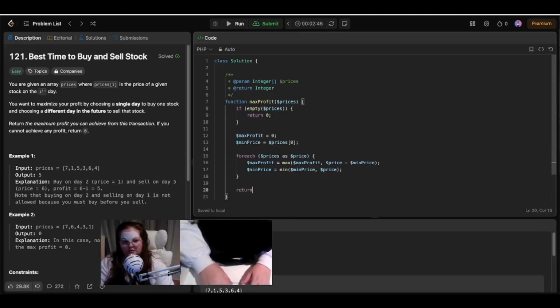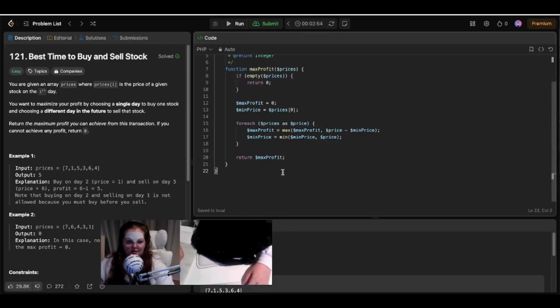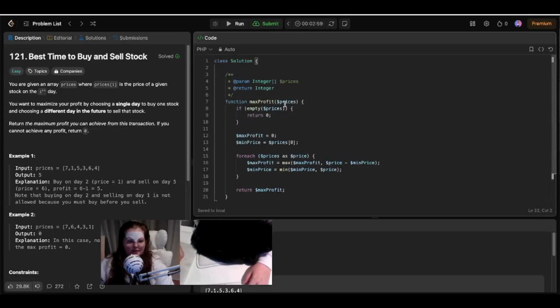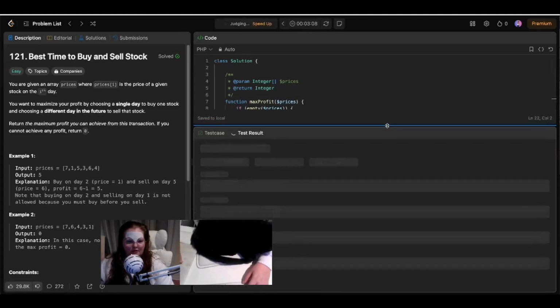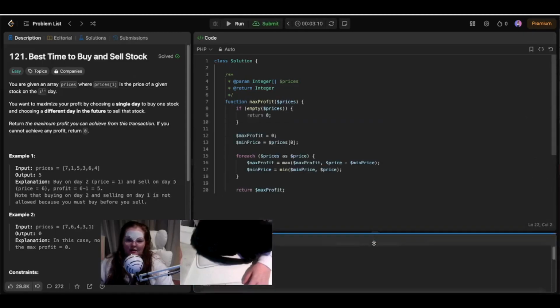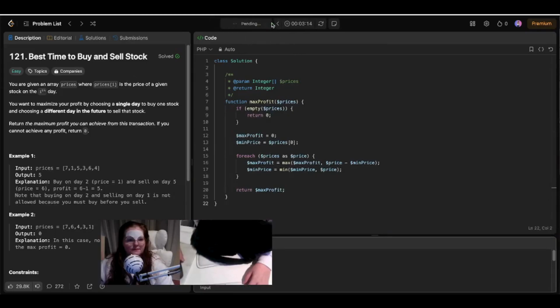So then we're just going to return the max profit and see what we can do here. So the same max profit, empty prices. Let's give it a run. Let's give her a good old college try. Okay, let's go ahead and submit it. That feels pretty good.